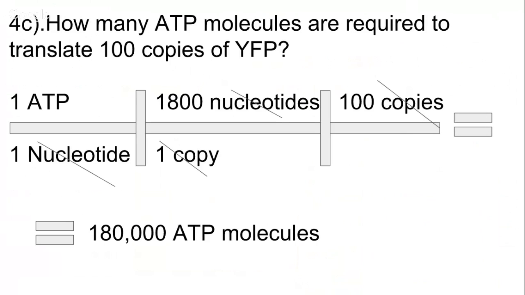And for part C, you would have 100 extra ATP molecules that I have as the answer for this, because it takes 1 ATP to end translation.